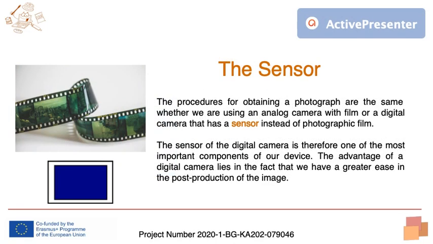The procedures for obtaining a photograph are the same whether we are using an analog camera with film or a digital camera that has a sensor instead of photographic film. The sensor of the digital camera is therefore one of the most important components of our device. The advantage of a digital camera lies in the fact that we have greater ease in the post-production of the image.